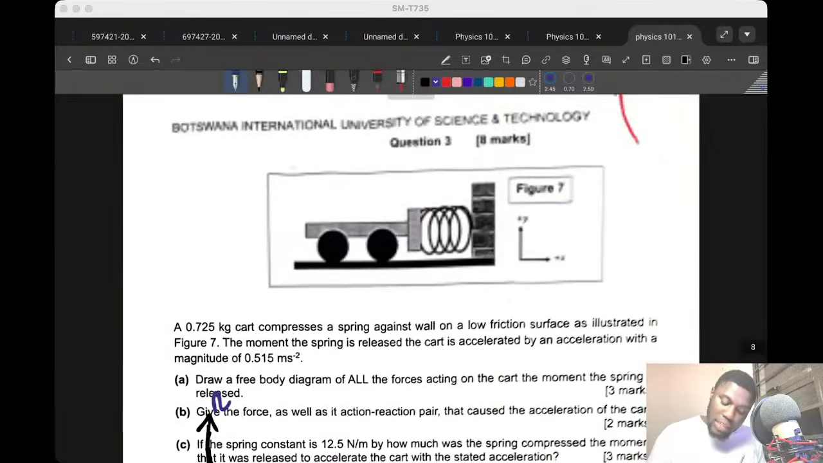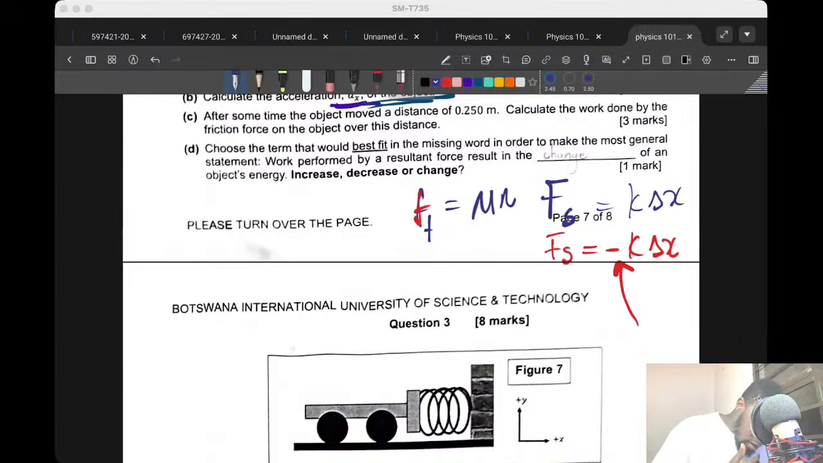Here's a free body diagram. You've done the calculation. Something like this is coming tomorrow.